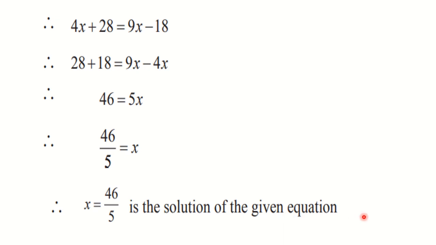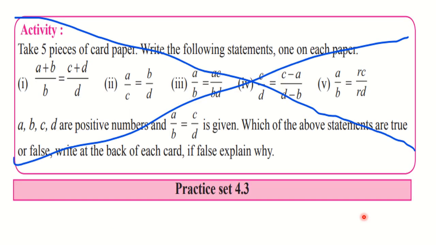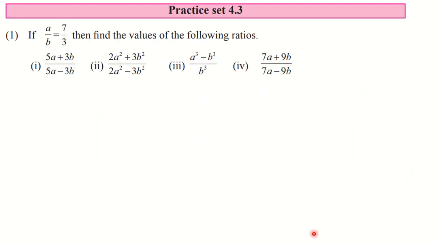So these were the solved examples. Solved examples are also equally important, so you should go through them and try to understand them. Now let us go towards practice set 4.3. Before that, the activity given just above practice set 4.3 is cancelled. Take a note of this. In the reduced syllabus, it is cancelled. Now 4.3, question number 1.